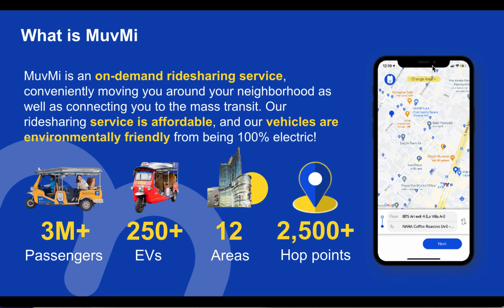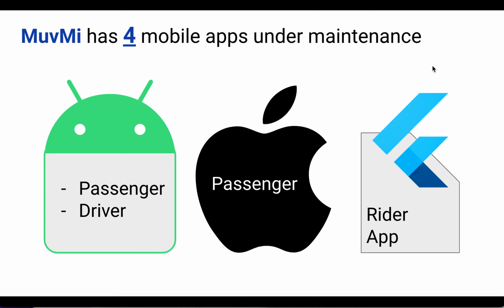And of course, because it's an on-demand sharing service, we have 4 mobile applications that we are maintaining at the moment. Two of them are passenger applications, in Android native and iOS native. We have one driver application written in Android native, and another application for riders, which is like version 2 of the driver application. This one we are building with Flutter.